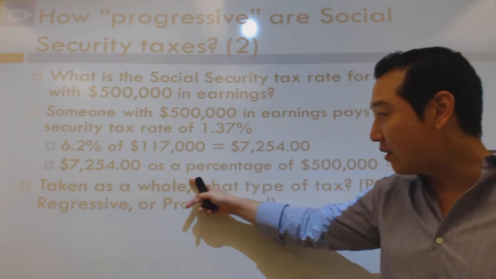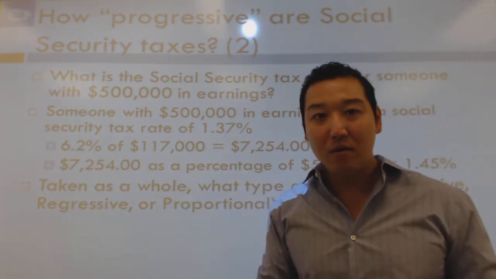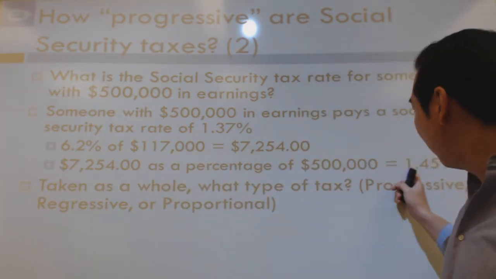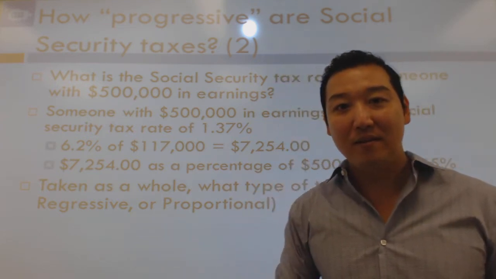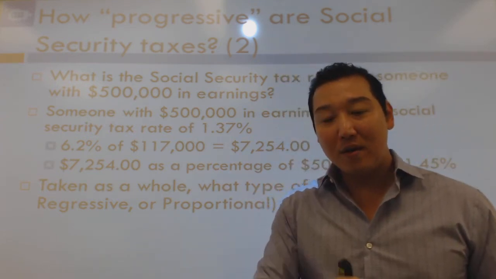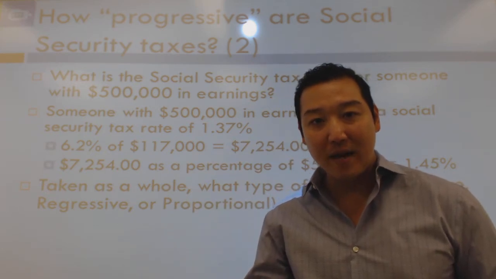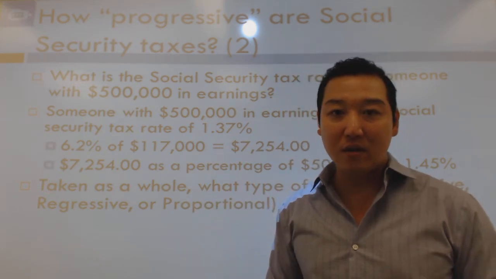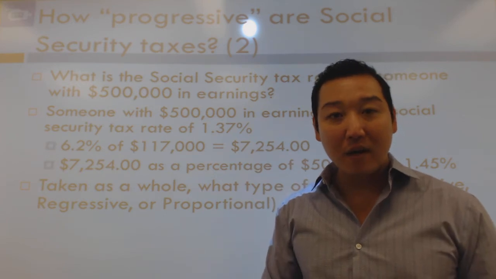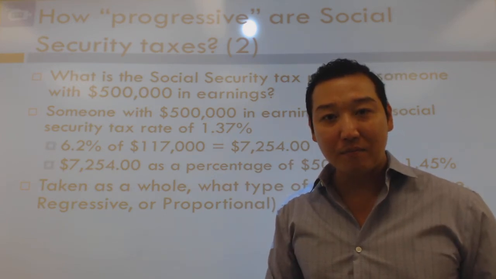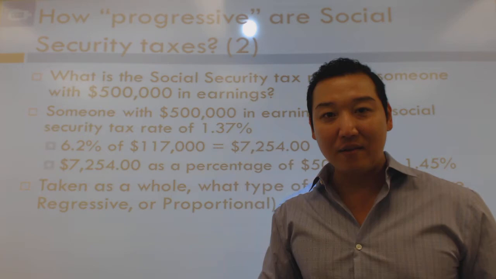So that amount, as a percentage of this person's total earned income, is actually only 1.45%, right? So while we just went from a 6.2% rate of tax all the way down to a 1.45% rate of tax. And so, once again, if we're assessing progressivity or regressivity, we would characterize this as being more favorable for the higher income worker, right? The tax structure.